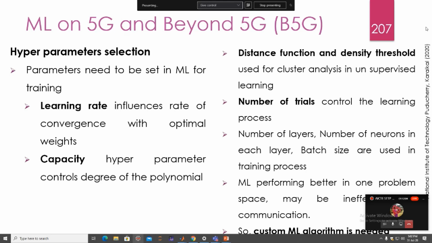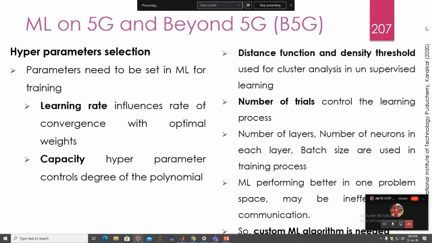Next is capacity. Basically, this capacity hyperparameter controls the degree of a polynomial. In the morning session, one of the audience asked, what is capacity? How does this capacity help in minimization of the error? This parameter controls the degree of a polynomial. What is that degree of polynomial? If you have a higher degree polynomial, then it will fit all the sample points.